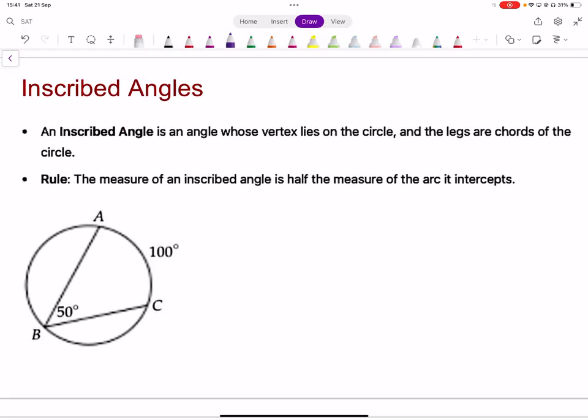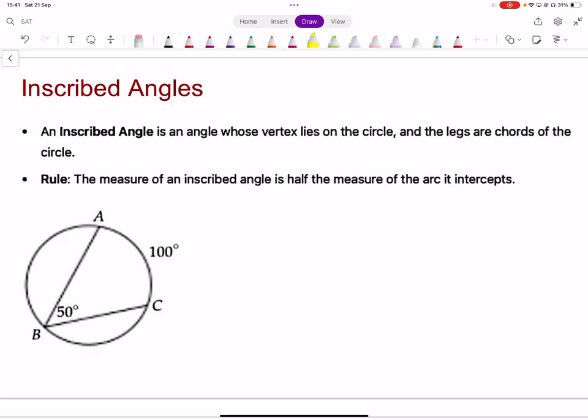Now, this is another important terminology that you need to know of. It's called inscribed angles. An inscribed angle is an angle whose vertex lies on the circle and the legs are on the chords of the circle. Now, what does that mean? It's basically very similar to, or the same as, that property of circle that you did in O-levels. Angle at center is twice the angle at the circumference.